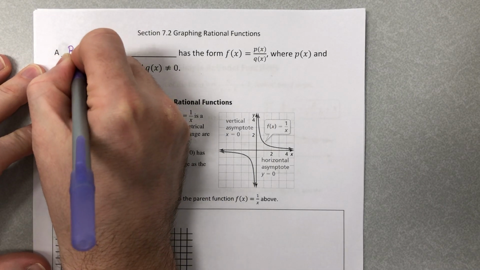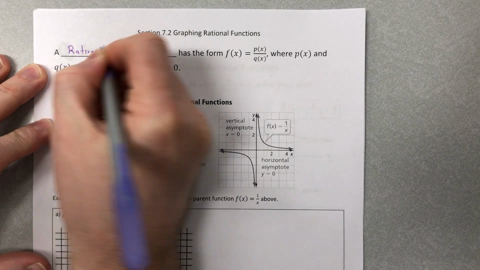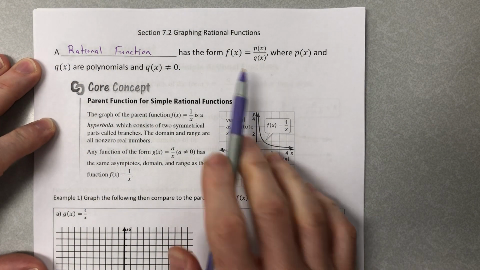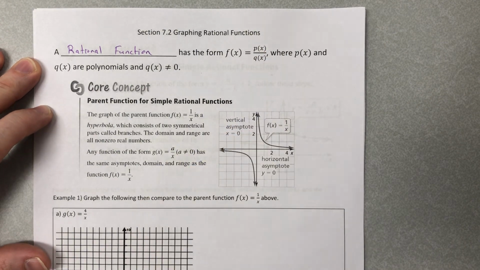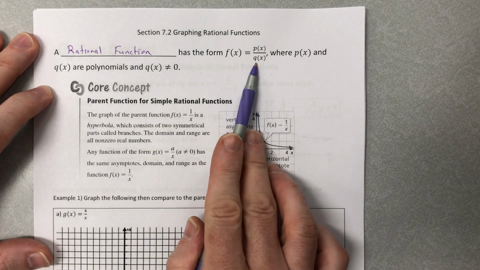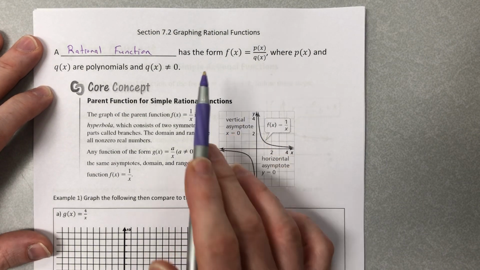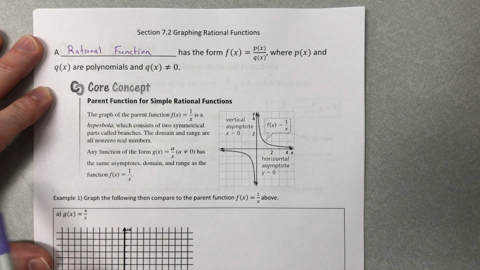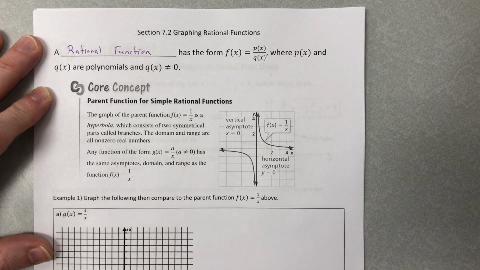A rational function has the form f of x equals p of x over q of x, where p and q are polynomials and q cannot equal 0. Remember, if q of x equals 0, then it's undefined and it doesn't work. So our simple basic parent function for a rational function is 1 over x.